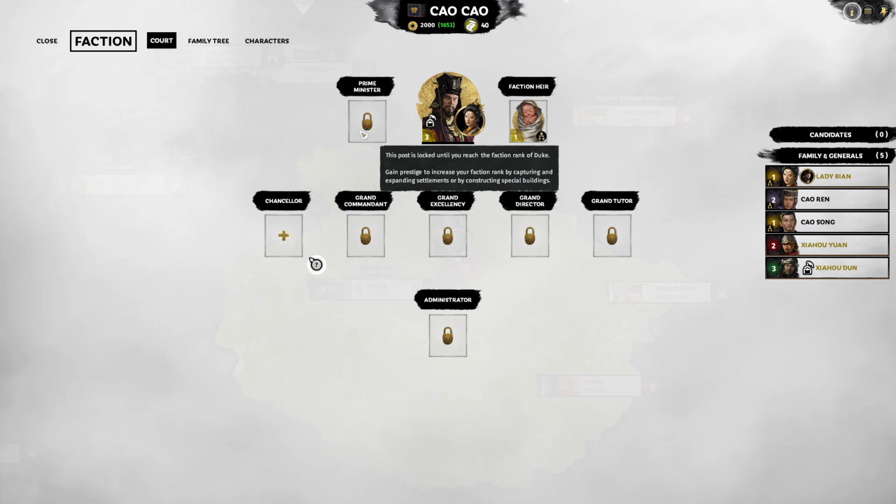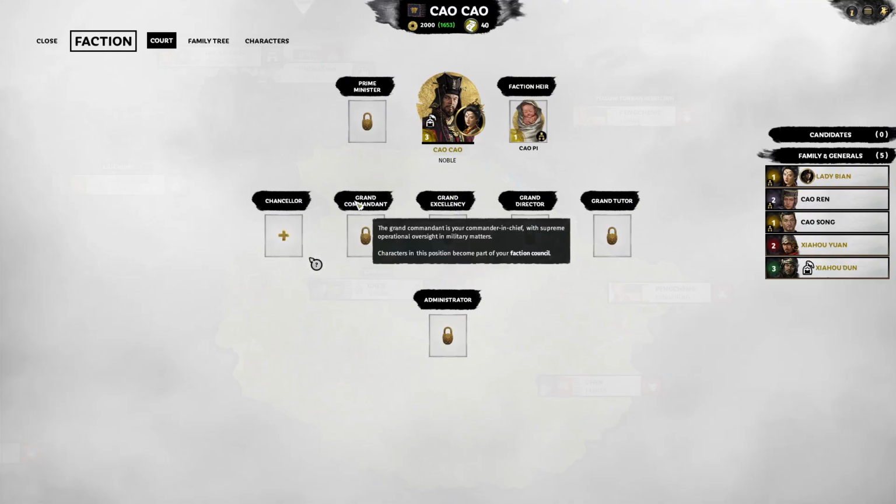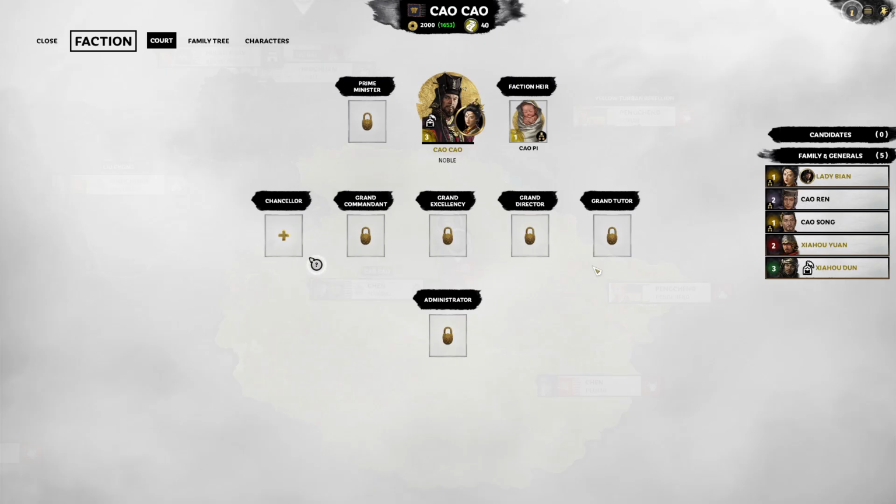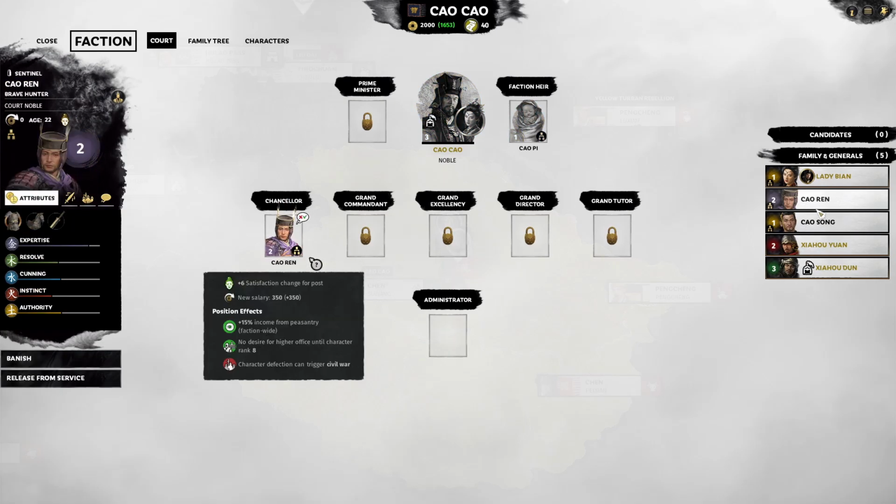Then we have the second role, and these are your faction councils, and they include positions called the Chancellor, Grand Commandant, Grand Excellency, Grand Director, and Grand Tutor. Each of these positions will grant a set bonus. It doesn't matter what character you place in them, they will always provide the same bonus. For example, the Chancellor position, right now you can see the plus sign means we can add someone to this position. We have already unlocked this with our given faction rank, and if we click on it, you can hover it to any of your characters in court, and any of them can join in this position.